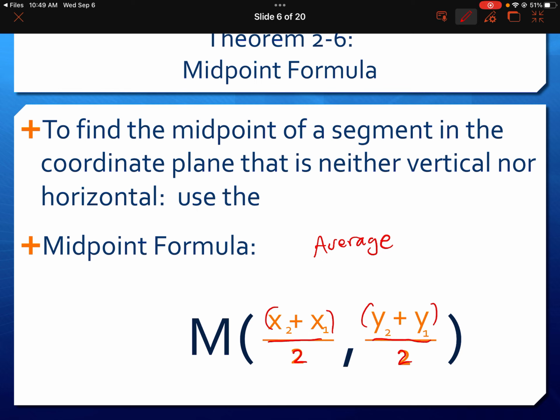So your midpoint of a segment is going to be an ordered pair. You're going to end up with an x and a y, and those x's and y's come from averaging two other x's and y's.